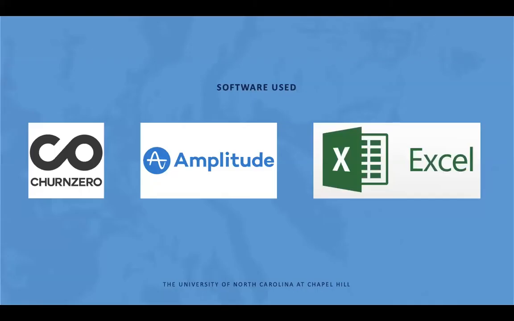So yes, the software that I did use was Turn Zero, which is a customer success software, Amplitude, which is a product analytics software, and just Microsoft Excel for all the analysis that I did.